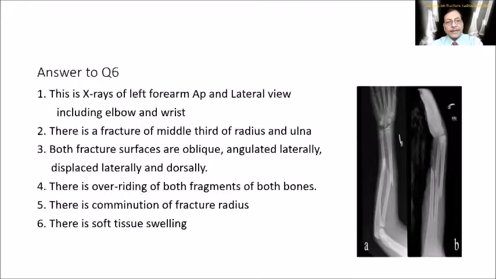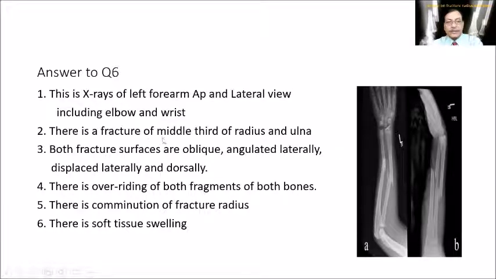So reading the X-ray, how to read the X-ray? You have to tell what this X-ray consists of, or the details of the part taken and views. So this is the X-ray of the left forearm, AP and lateral view both are here. Here is the lateral, here is the AP view, and it includes the wrist and the elbow. And then you recognize where is the pathology.